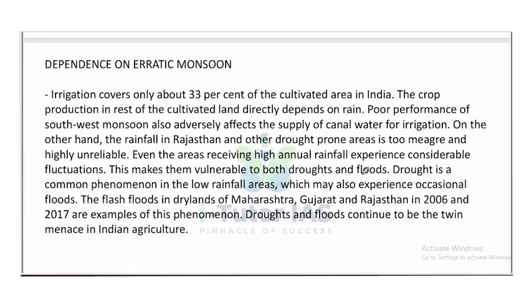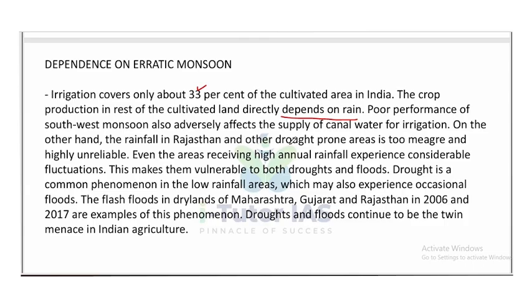So, it depends on erratic monsoon. Irrigation covers only 33% cultivated area in India. The crop production in rest of the cultivated land directly depends on rain. Okay, so if there is no rain, there is no crops. Poor performance of southwest monsoon also adversely affects the supply of canal water for irrigation.